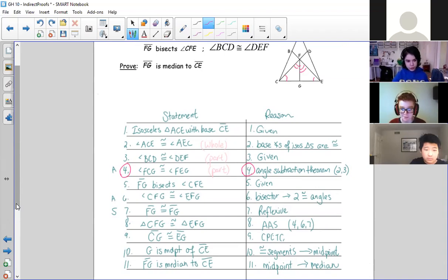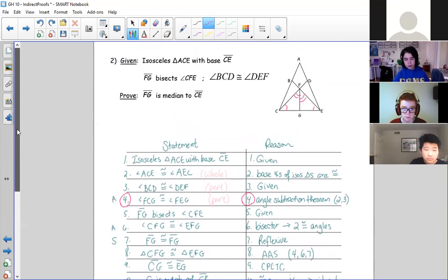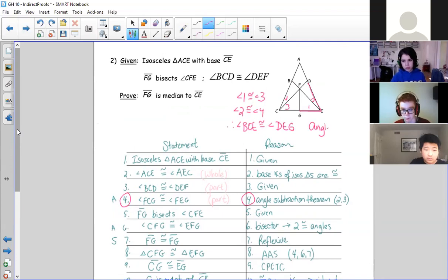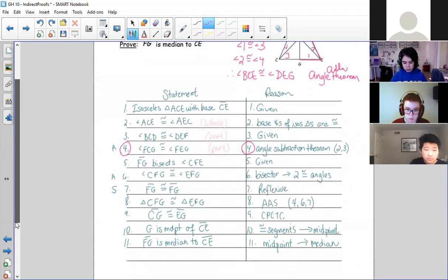I was just wondering, what's the difference between angle subtraction postulate and angle subtraction theorem? Another great question. Anybody want to answer that? Right. So the postulate's kind of saying, let's put a 1 and a 2 here. The postulate says angle 1 plus angle 2 makes up the whole. So I'm really talking about one angle there. The angle addition theorem says if I have a 3 and 4 here, and I know that angle 1 is congruent to angle 3 and angle 2 is congruent to angle 4, therefore angle BCE is congruent to angle DEG. That would be the angle addition theorem. Make sense? Super important. Are we okay with that?